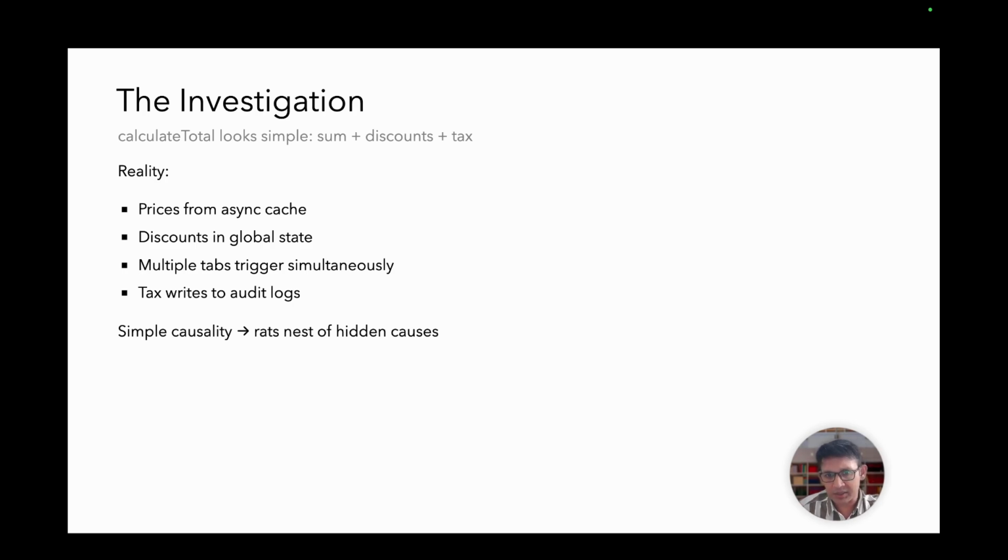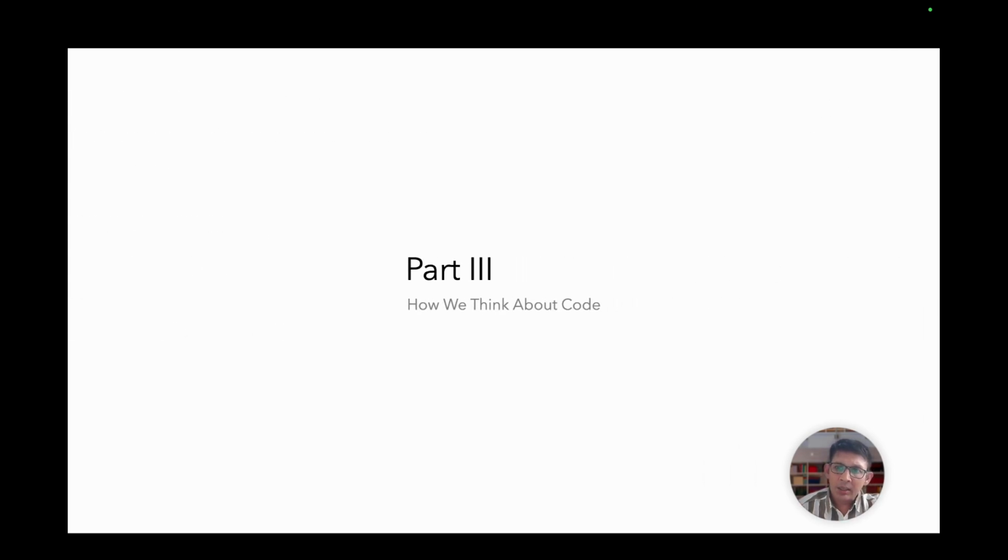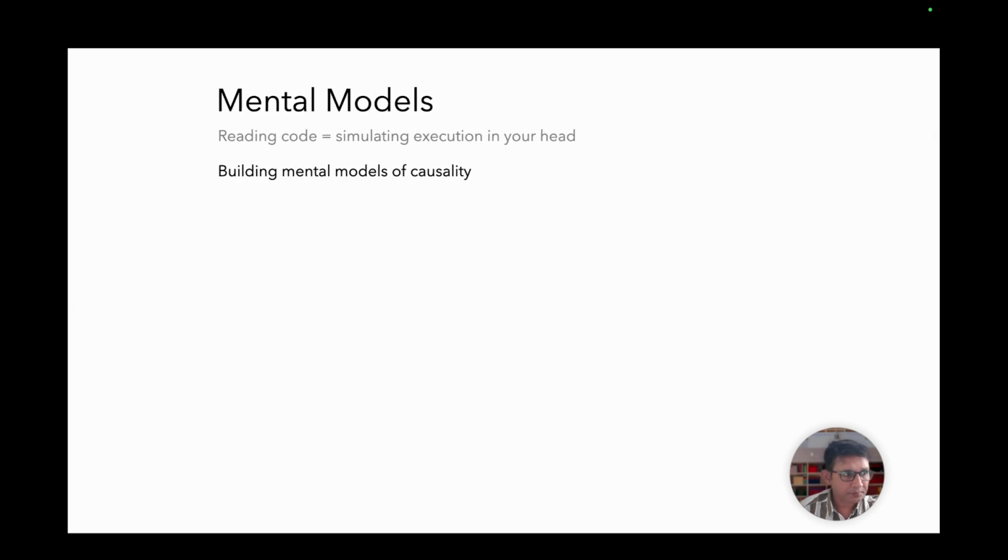This is causal opacity. Reasoning becomes impossible. Now, how do we actually think about code? When you read code, you're building a mental model. You're simulating execution in your head.